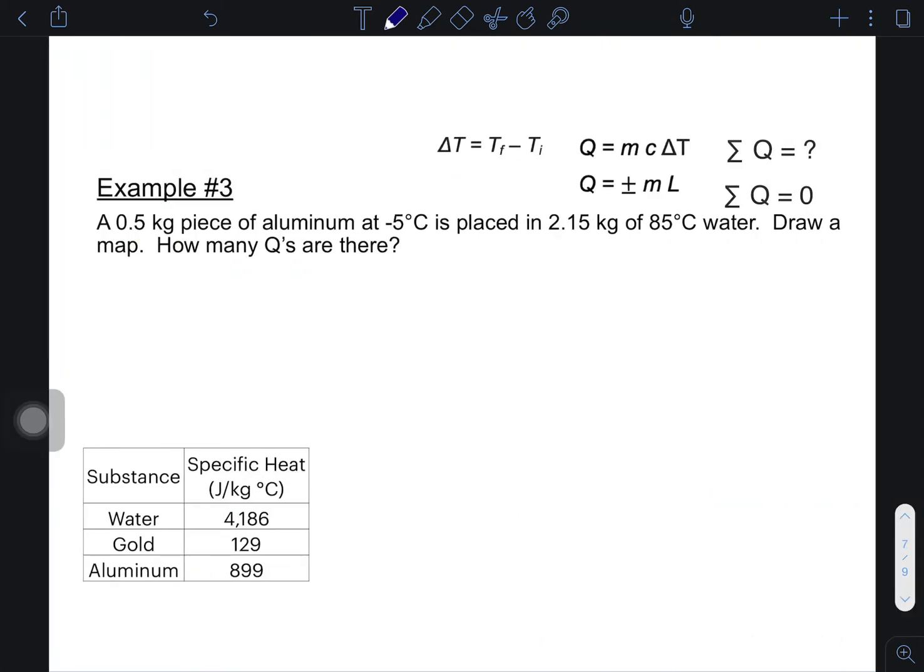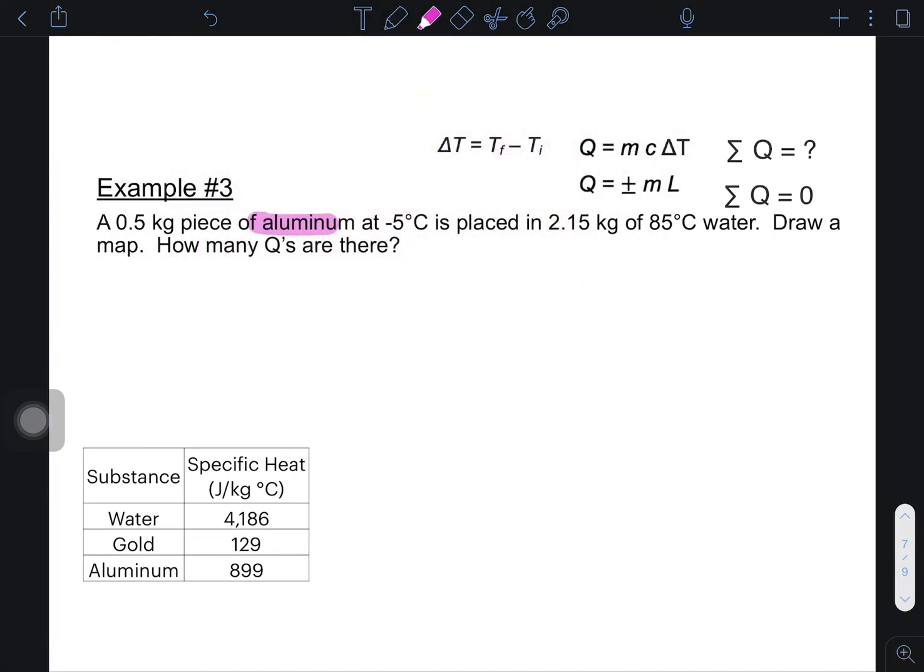Try this one on your own. A 0.5 kilogram piece of aluminum at negative 5 degrees Celsius is placed in 2.15 kilograms of water at 85 degrees Celsius. Draw a map. How many Q's are there? Now, again, is there a phase change? The answer is no. There's no phase change. So hit pause, draw your map, unpause it. Let's see what we got.